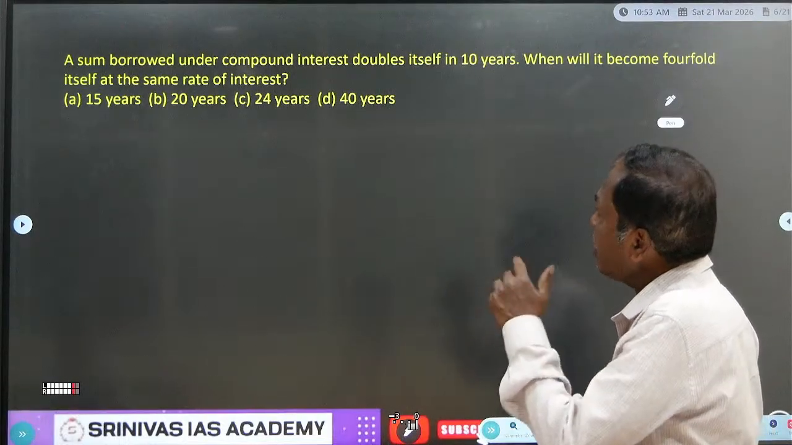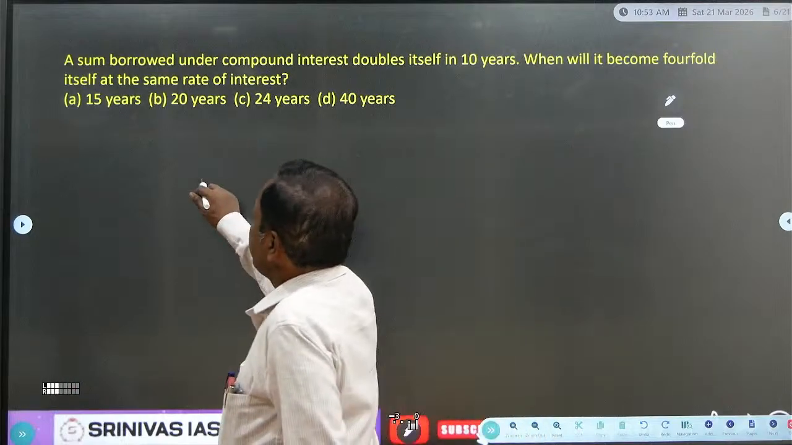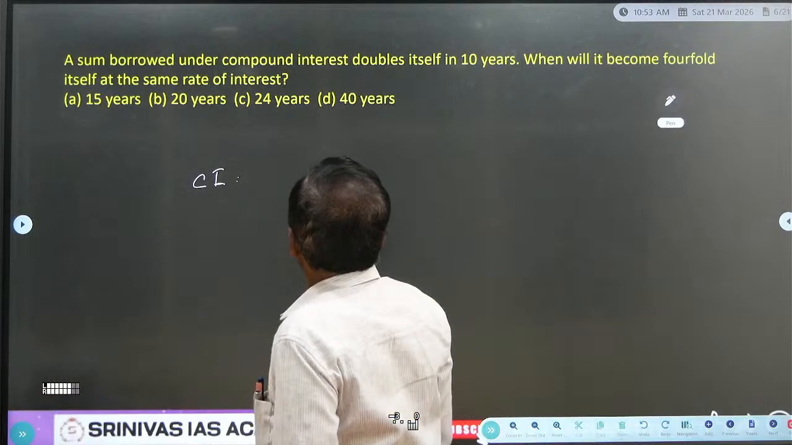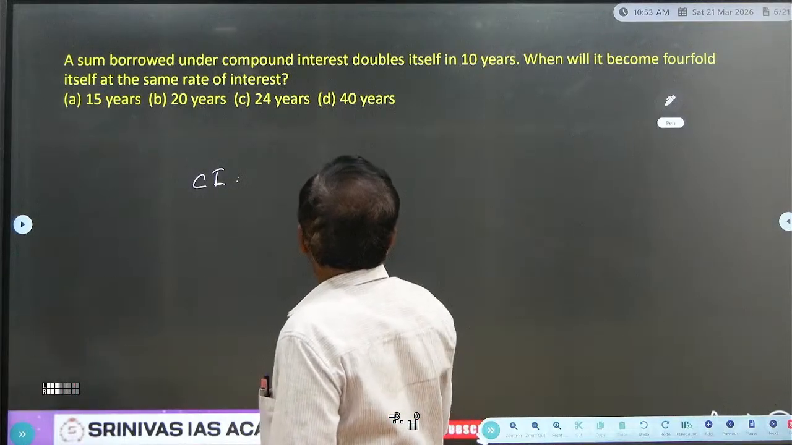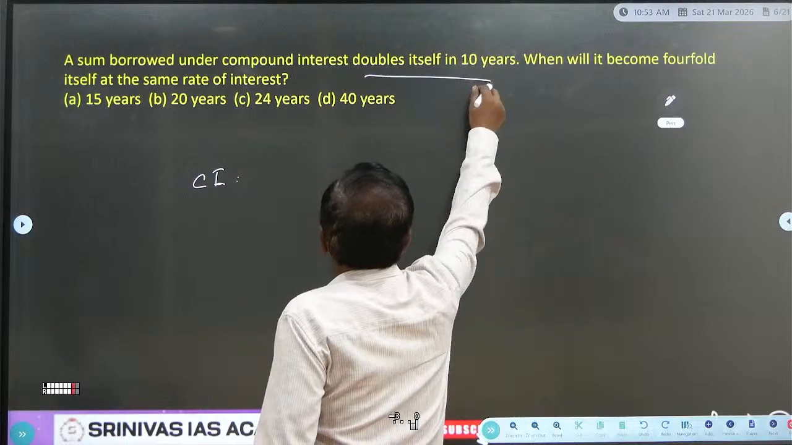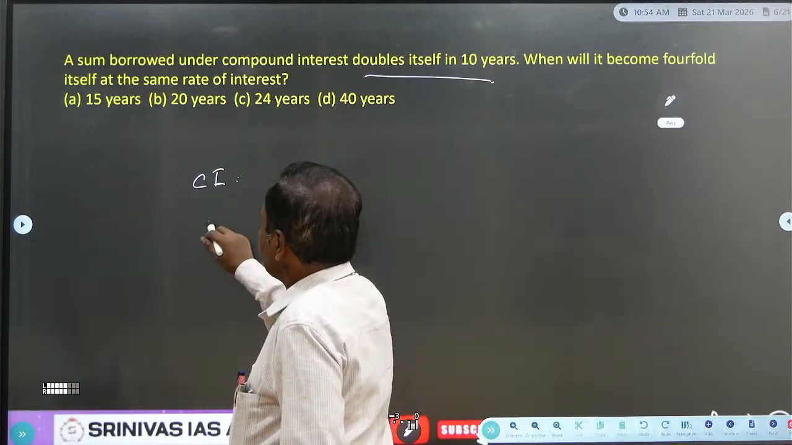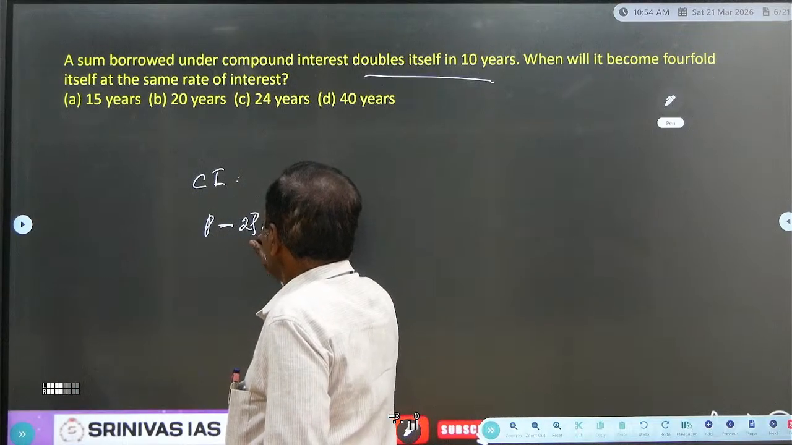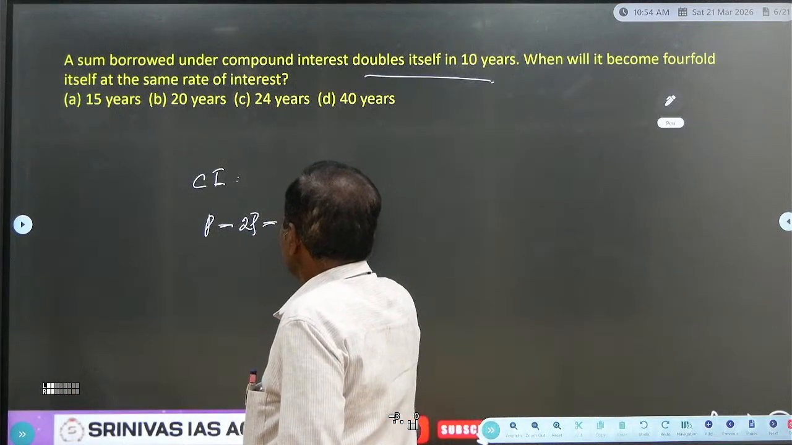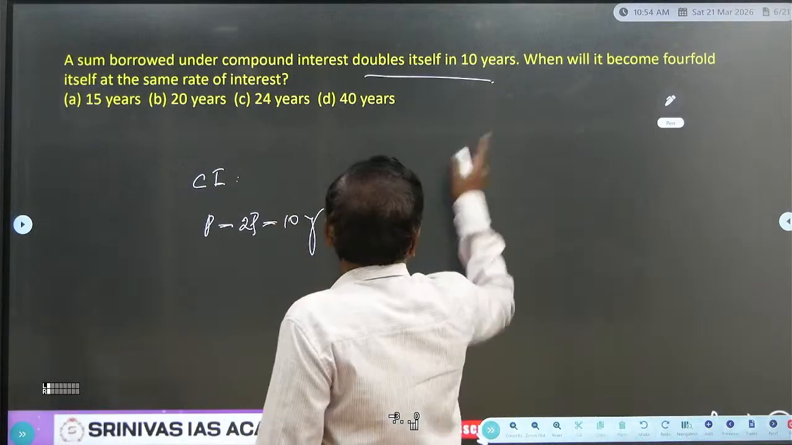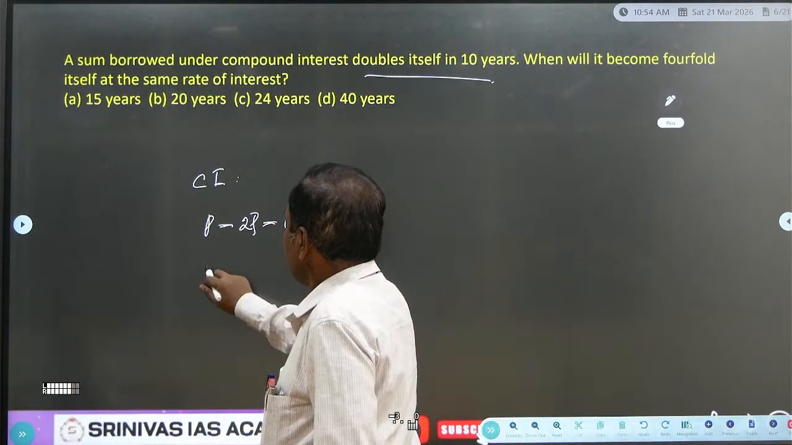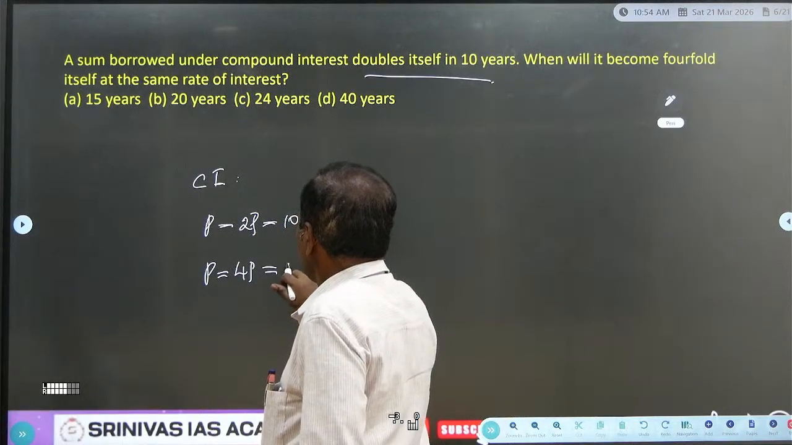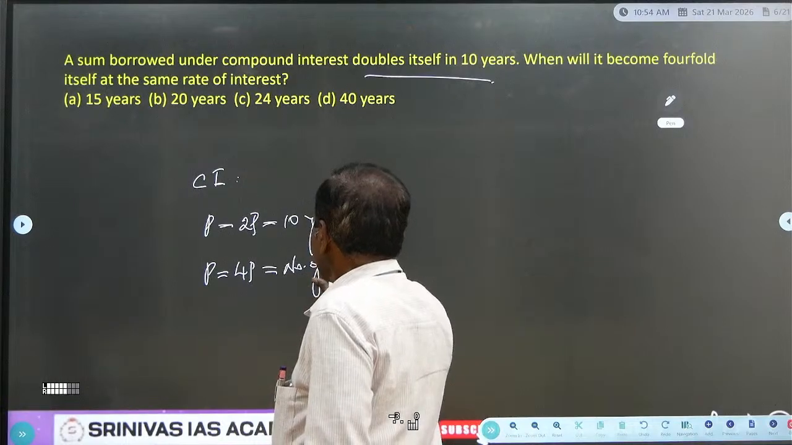A sum borrowed under compound interest. Here we are calculating on a compound interest basis. That sum doubles itself in 10 years. Doubles itself: P becomes 2P in 10 years time. But fourfold, 4P. This is the equation.